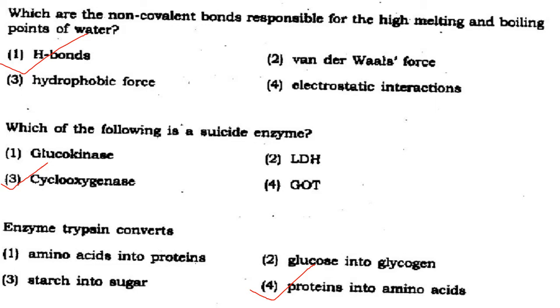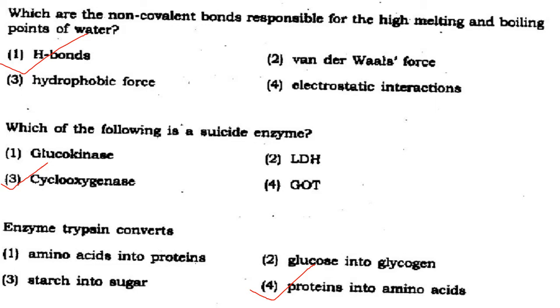Next one, which of the following is a suicide enzyme? Option 1 glucokinase, 2 LDH, 3 cyclooxygenase, 4 GOT. Answer is option 3 cyclooxygenase.